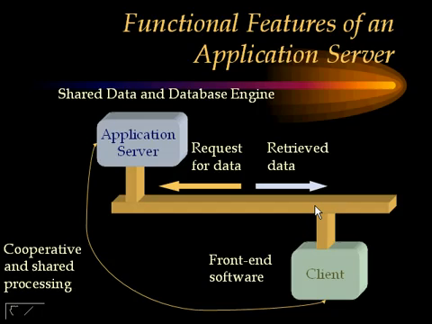The important point to note here is that compared to the file server system, here the network traffic is reduced. Why is that so? It is so because in the case of the file server system, the entire file is brought to the client and searched over there. In the case of application server, only the results are brought to the client.